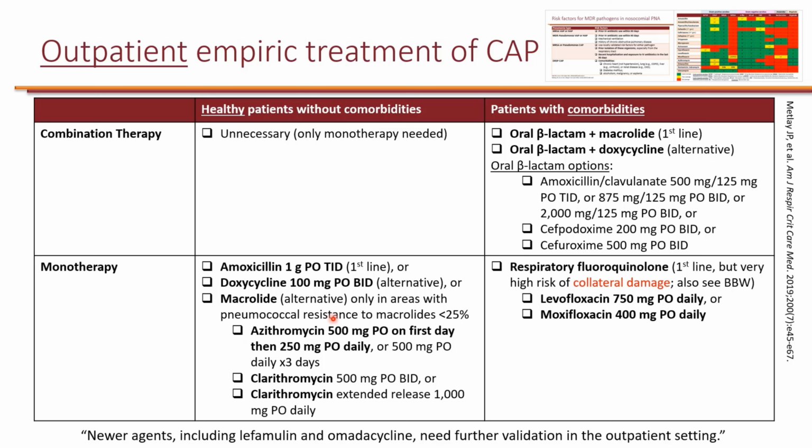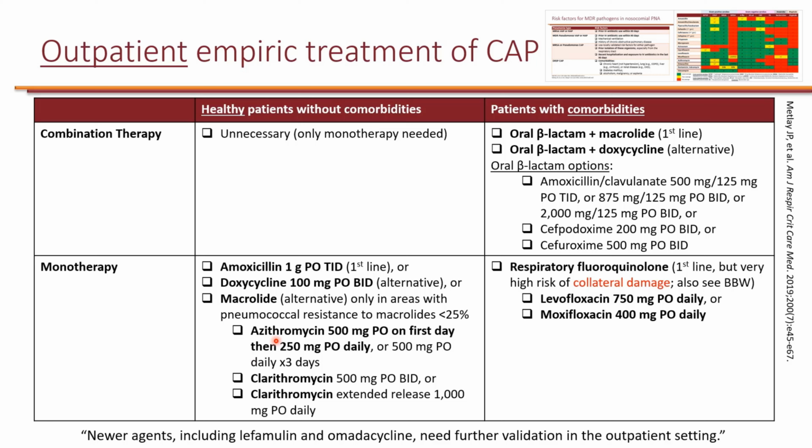Now, the macrolide is considered an alternative because we are seeing an increased rate of pneumococcal resistance. If you know that in your local area the rate of resistance is less than 25%, you can use azithromycin monotherapy. In our area at Loma Linda University Medical Center, the rate of macrolide resistance in Streptococcus pneumoniae is actually more than 30%.